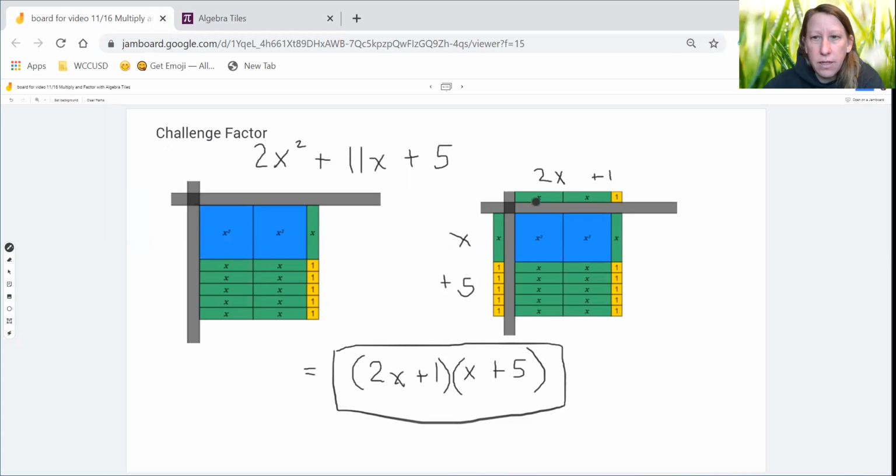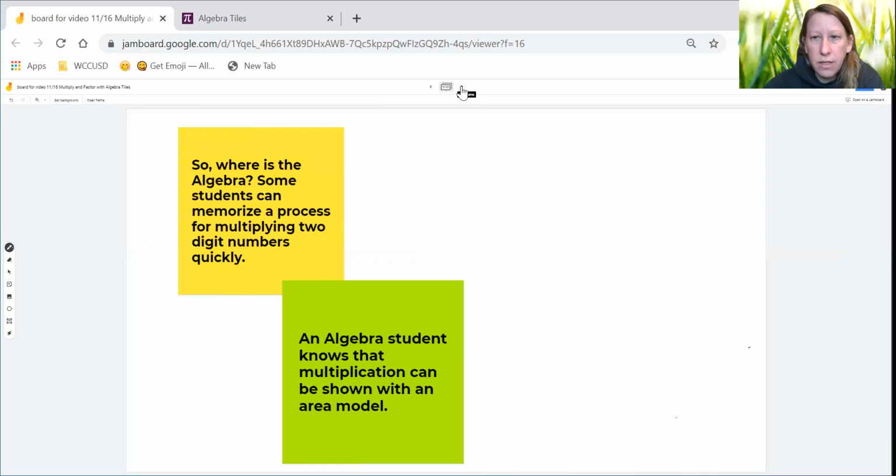I could check it. Is 2x times x 2x squared? Yep. Is 2x times 5 10x? Yeah. Is x times 1 1x? And is 1 times 5 5? Yeah. So I have all this, and the sides of the rectangle work. All right, so that was a good one.